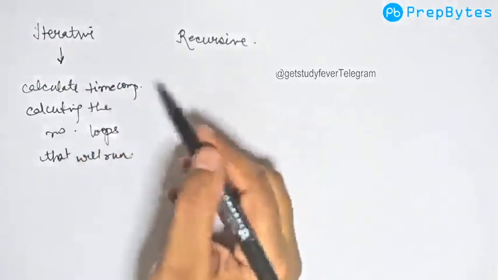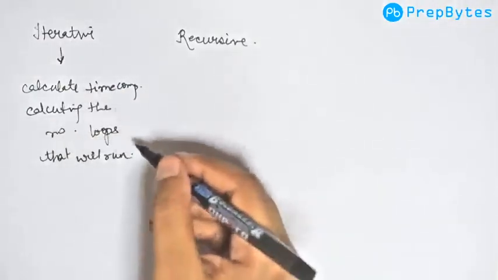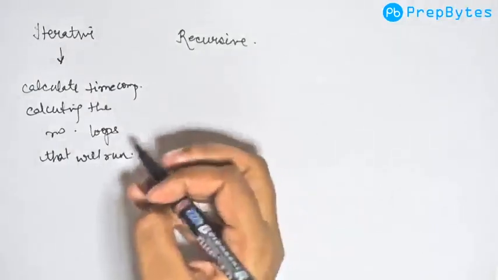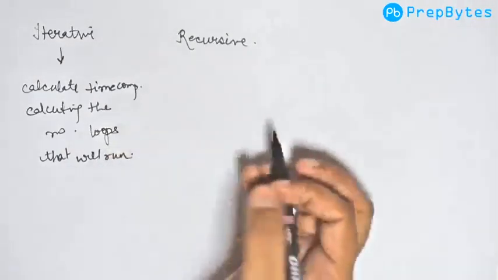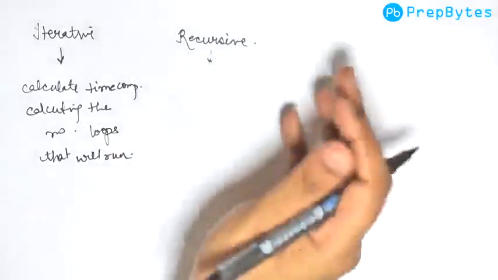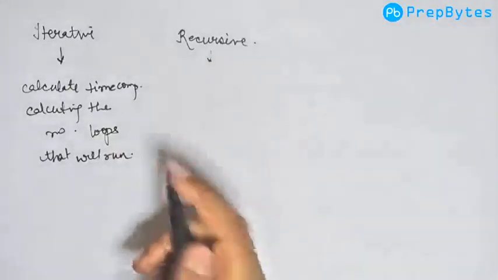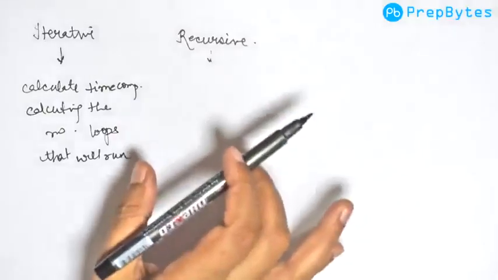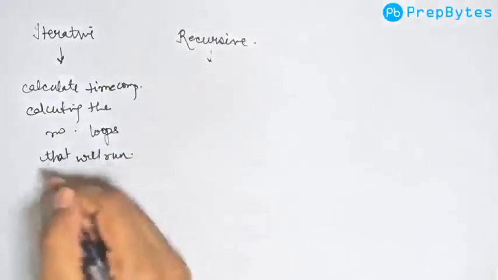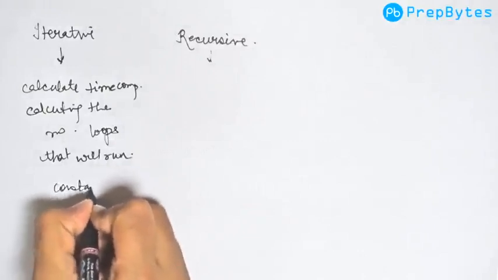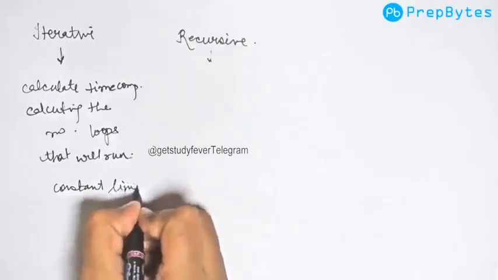So in iterative, we calculate time complexity by calculating the number of times loops will run, or how many loops we have in our code, or how many times a particular loop will run. And recursive, we will see after this. And one thing is, if there is no iterative or recursive function or code in our program, that means it is of constant time complexity.